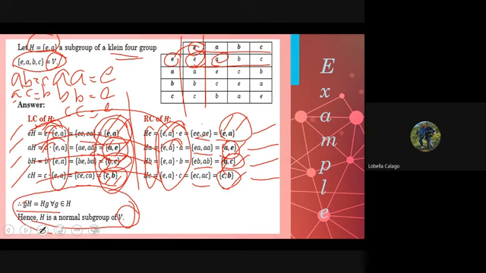EH should be the same with HE. AH the same with HA. And all the elements of this should be the same. It's not enough that EH and AH are the same. BH and CH are not. So therefore, it is not a normal subgroup. All of the elements must be the same, the left cosets equivalent to the right cosets, for it to be a normal subgroup of B.